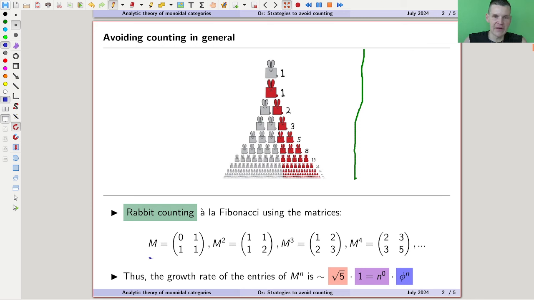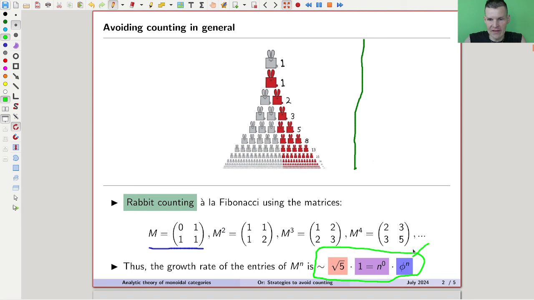You just use this matrix M = (0 1; 1 1). Then M squared, M cubed, M to the fourth will have the Fibonacci numbers in it. 2, 3, 3, 5, you can already see it, and it goes on. So the growth rate of the entries is the growth rate of the Fibonacci sequence. This is super well known, and I believe you have seen it before. It's one over the square root of 5 times the golden ratio to the n. In particular, even in this easy example, the rabbit counting example, the golden ratio, our beta, the overall growth rate, is not an integer.